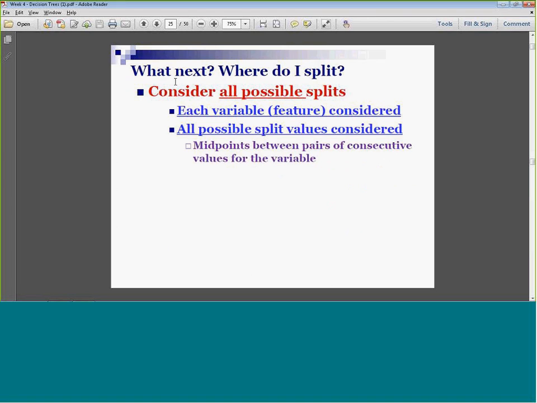So what's next? Well, remember what we said. We consider all possible splits. So we have to consider each variable. We have two, lot size and income. We have to consider all possible values of each variable. Now, when you have a continuous variable, what do you consider as a value? I mean, we have 24 different values for lot size. We have 24 different values for income, don't we? Each person has a little different value for each of those. Well, what we usually do is use the midpoint between pairs of consecutive values of the variable as the possible split.